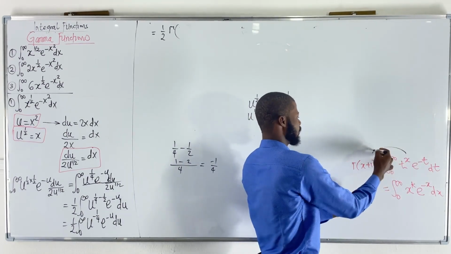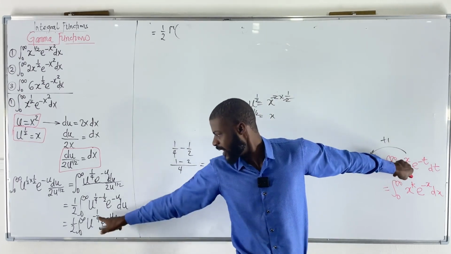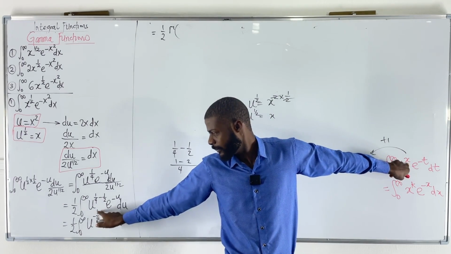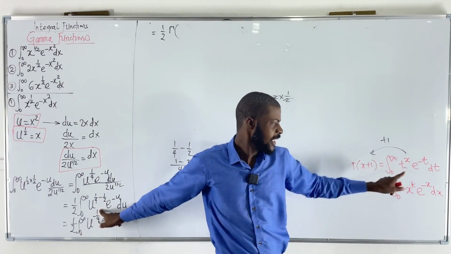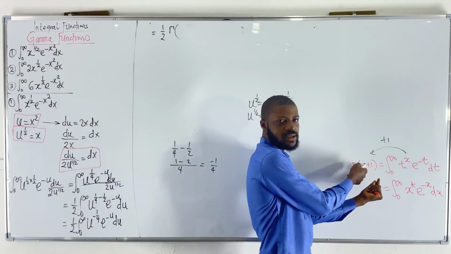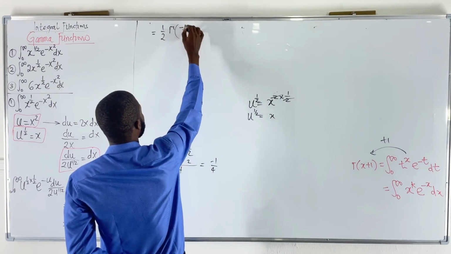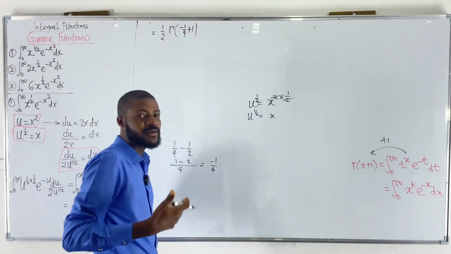So from this point to this point, you're going to say plus 1, because this is just x. In this case, we have minus 1 over 4. So if you want to write it in terms of gamma of something, you're going to say that very number you got plus 1. So this will become minus 1 over 4 plus 1, if you want to write it in terms of gamma.